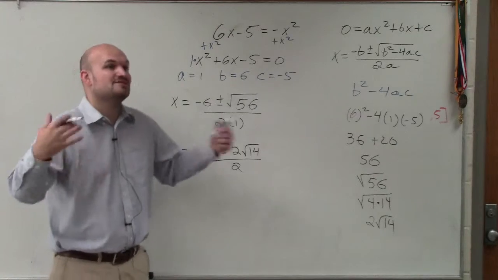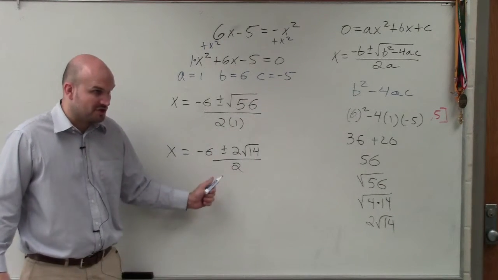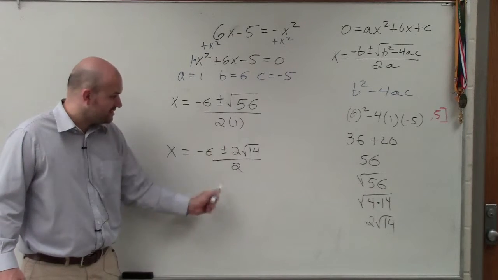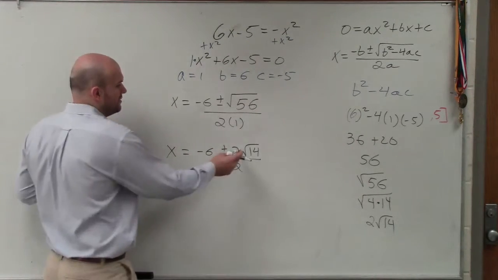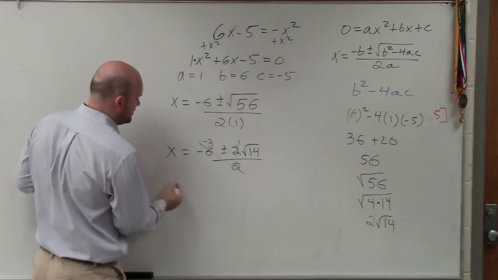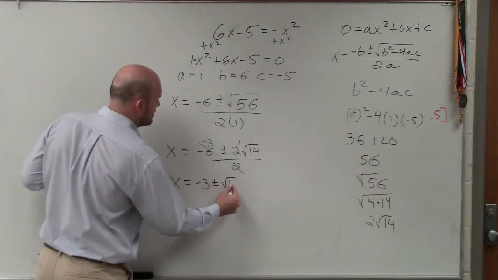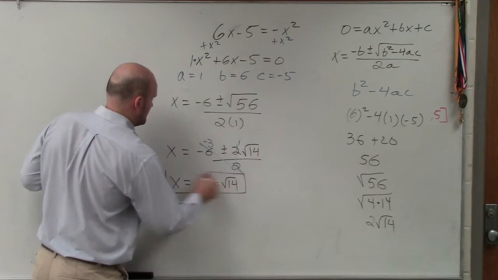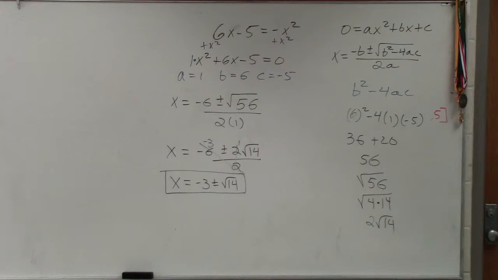Remember, we have talked about this over and over. That 2 divides into both of those terms, right? If it's going across addition and subtraction, you've got to divide it into both of them. So that goes to 1, and that goes to negative 3. So your final answer is x equals negative 3 plus or minus the square root of 14. OK? We have to be good at this.